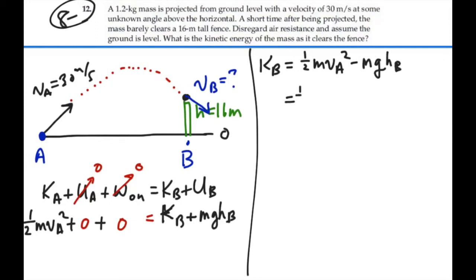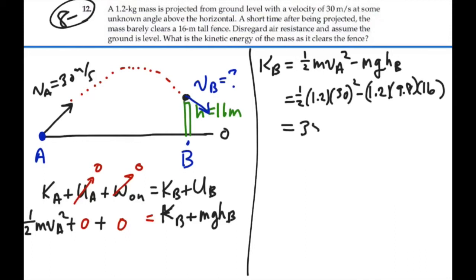So this is going to be 1/2 times 1.2, velocity at A was 30 meters per second, squared, minus 1.2 times 9.8 times 16 meters. So we get 352 joules. So that's the kinetic energy at point B. If we wanted to go further, we could figure out what its velocity is, but we just want to find the kinetic energy at point B.